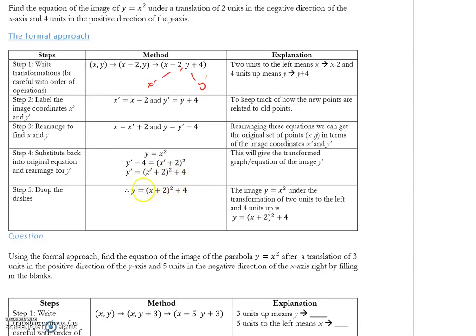And then my final step is just to drop the dashes, because the only reason we introduced them was to keep track of things. So that means that the equation of the image of y equals x squared under the transformation of 2 units to the left and 4 units up is y equals (x plus 2) squared plus 4.